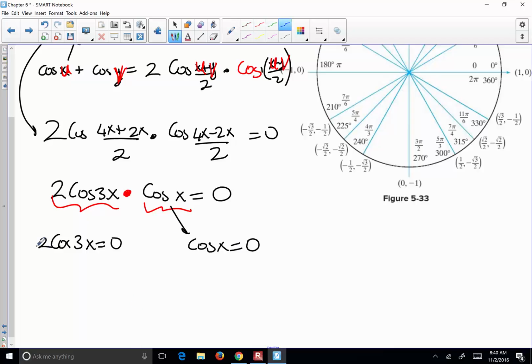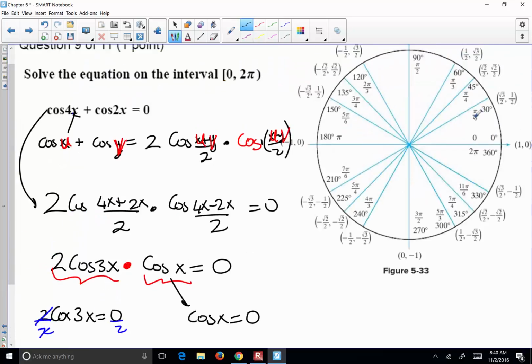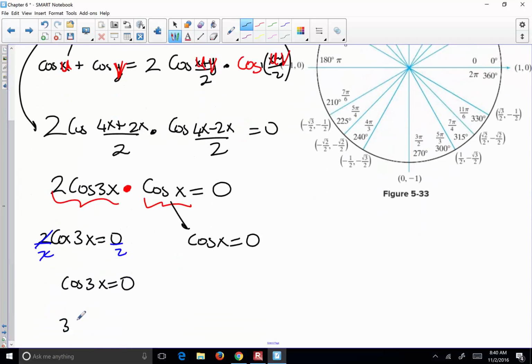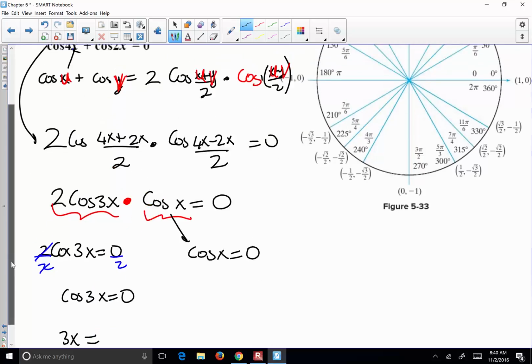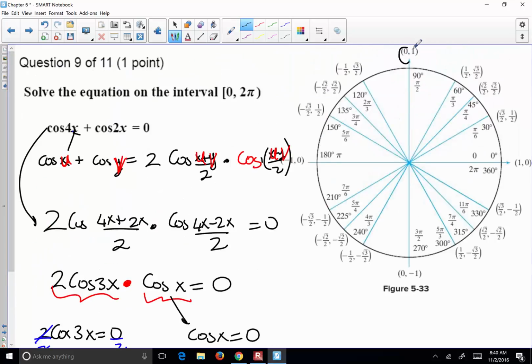And I can divide both sides by 2 and get rid of this 2, right? So it's cosine 3x equals 0. Now tell me, which angles on this wheel make cosine 0? Which angles is that? What 3x angles make cosine 0? Pi over 2 and 3 pi over 2.